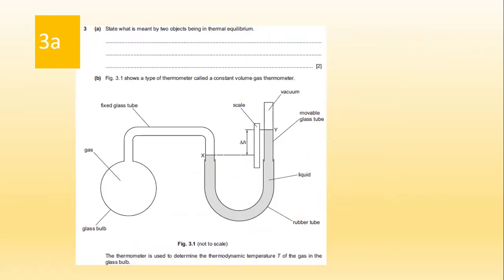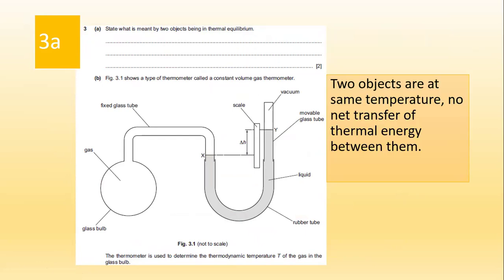State what is meant by two objects in thermal equilibrium. Zero net thermal energy transfer and same temperature. Two objects staying at the same temperature. Okay. Key idea is two objects are at the same temperature, no net transfer of thermal energy between them.